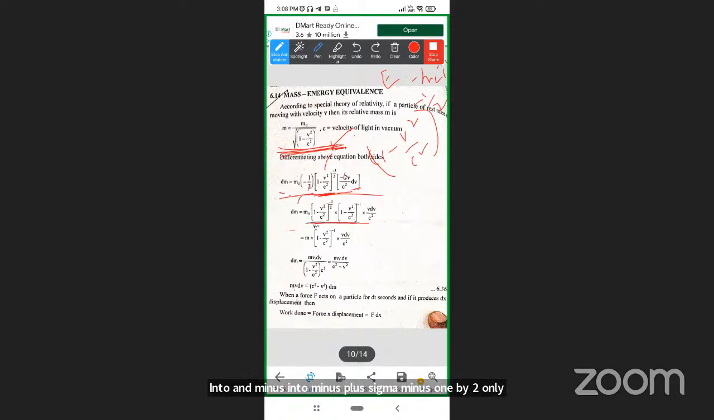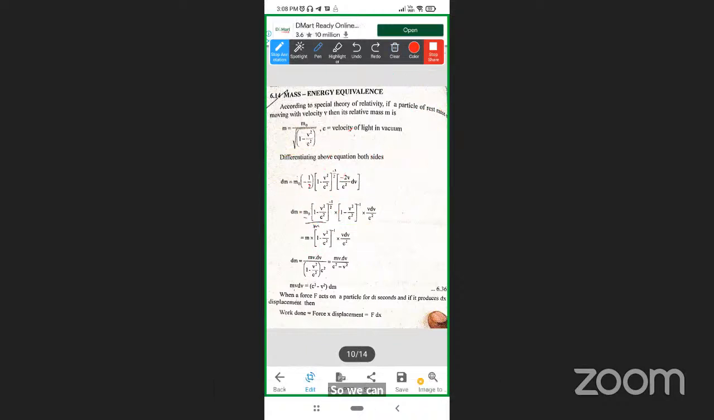So v dv by c square, and m into 1 minus v square by c square into minus 1, and again this value v into dv by c square. So what is this value here? This value is m naught by under root of 1 minus v square by c square. So we can write m, you can observe this value, you can write m into the same as it is.